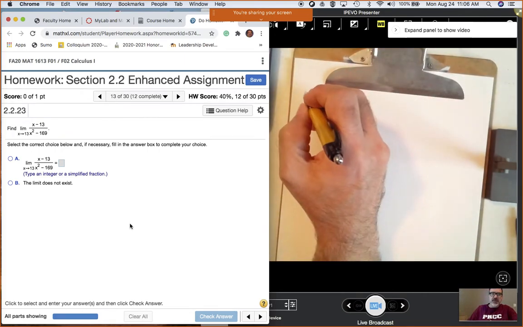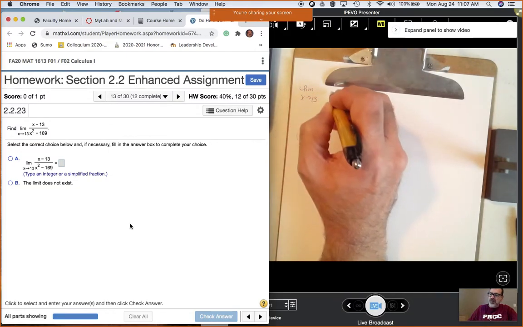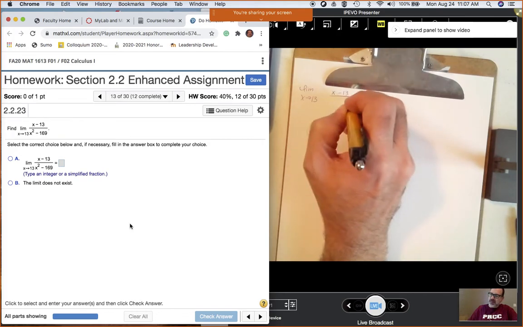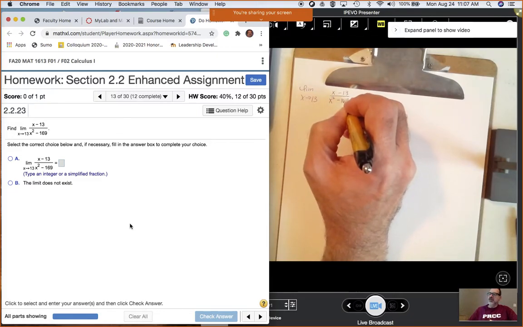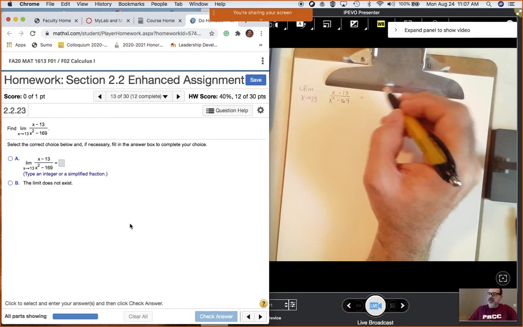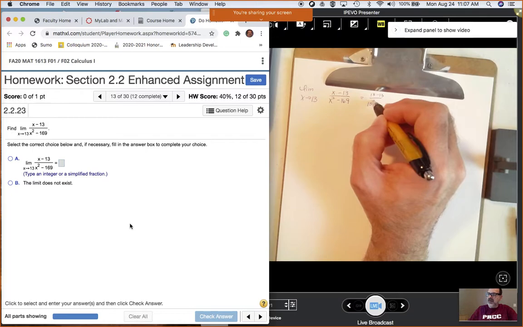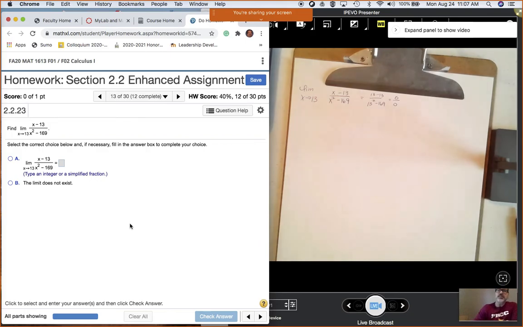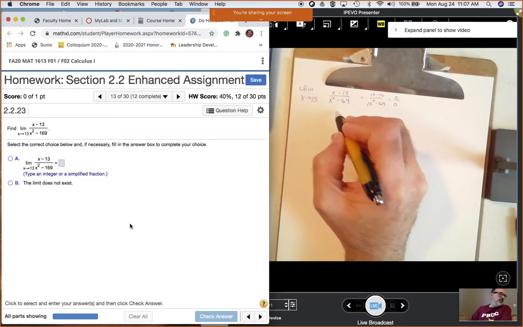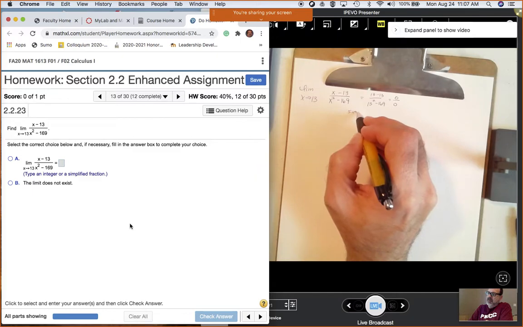So the next one's asking me for the limit as x approaches 13 of x minus 13 over x squared minus 169. All right, so if I plug in the 13, I get 13 minus 13 over 13 squared minus 169, which will again give me a 0 over 0 indeterminate form. So, what do we say we had to do? We had to simplify and reduce, right? Anytime we have the indeterminate form.